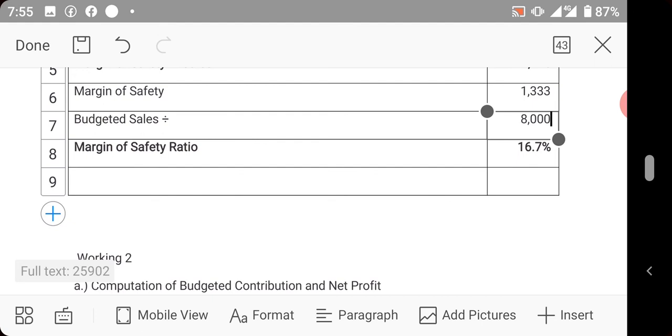So we will look at other questions subsequently. This is just to introduce you into break-even point analysis.